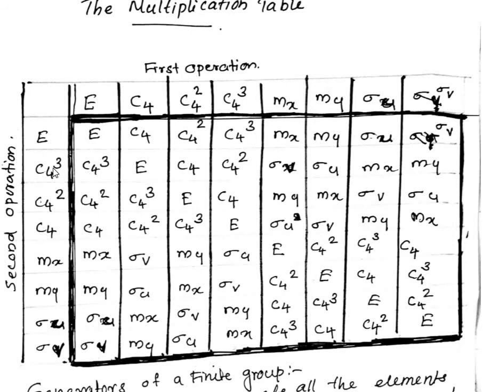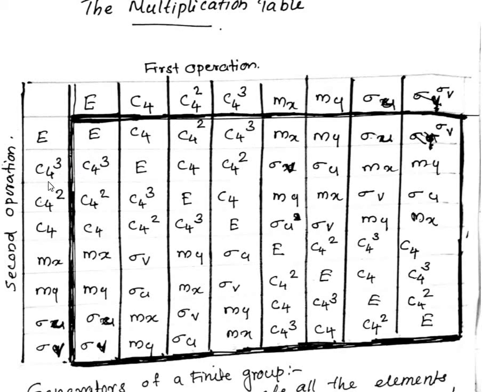But in this multiplication table, I write e, c4 square, c4 cube, mx, my, sigma u, sigma v, and here I write e, c4 cube. c4 cube is the inverse of c4. You can check it. Okay, now you know how to do this operation. So just check it. What is c4 and c4 cube? Then you will understand that the inverse of c4 is c4 cube. Well, we know that c4 cube is c4 inverse, that we proved in our second slide or like that.